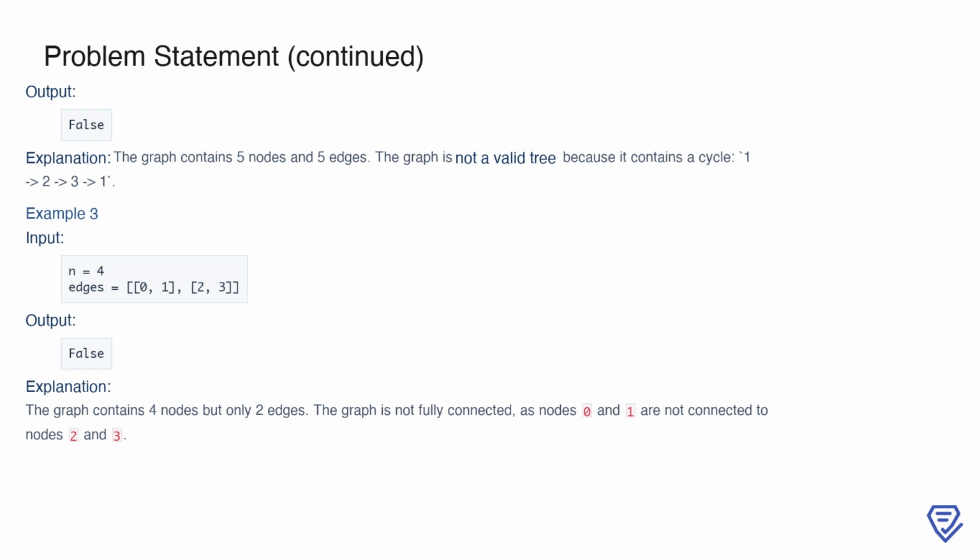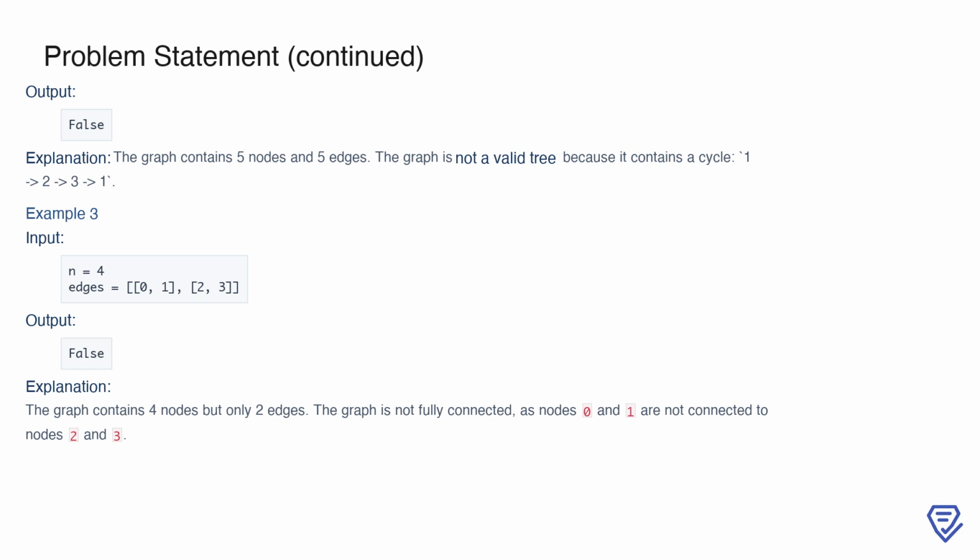We can further explore this with another example. Imagine n equals 4 nodes and edges [0, 1], [2, 3]. The output here is false as well, but for a different reason. In this case, the graph is not fully connected. Nodes 0 and 1 form one isolated group, while nodes 2 and 3 form another. Because there is no path connecting all nodes together, the graph fails the condition of being fully connected, and hence, it is not a valid tree.